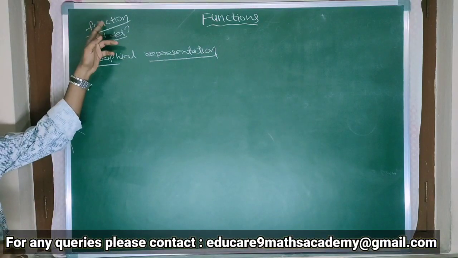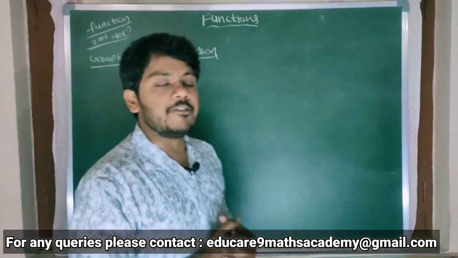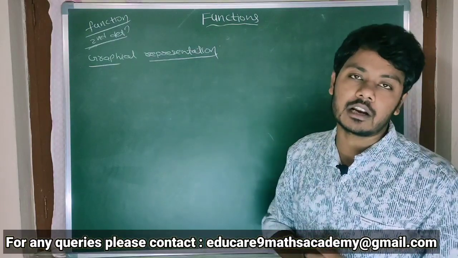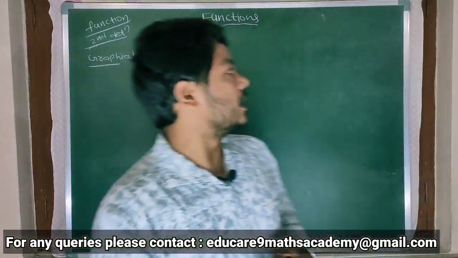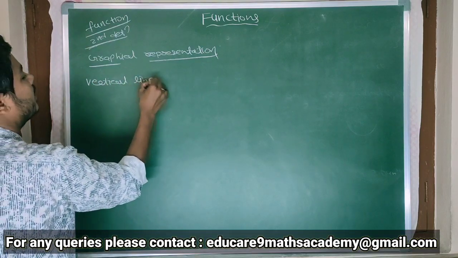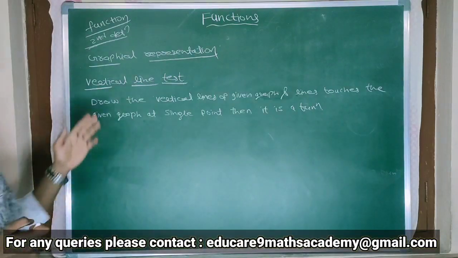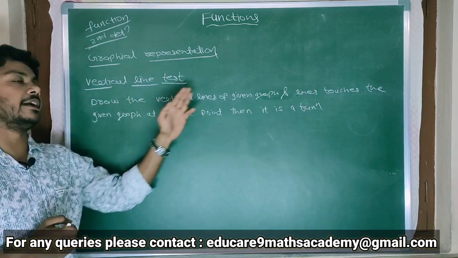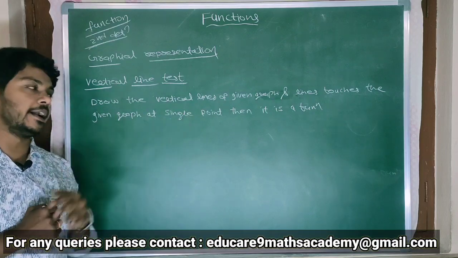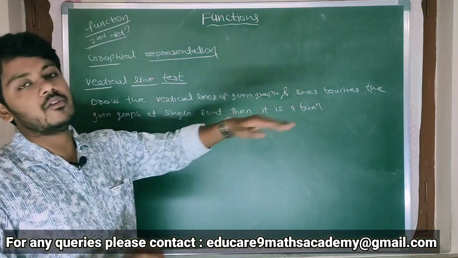So next definition, graphical representation. If any curve, line or equation is given, we can check whether it is a function or not by using the graph. See here, vertical line test. Draw vertical lines on the given graph, and if the line touches the graph at a single point, then the given curve or line is said to be a function.